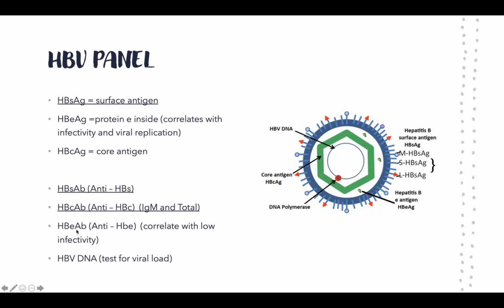We can also test for antibodies against our protein E, the infectivity one. And when this is elevated, we know it correlates with low infectivity because it's going against the E protein, so it neutralizes its effect. We can also order a DNA level, and this can test for viral load. And we can combine this with our E antigen to indicate how active this virus is.